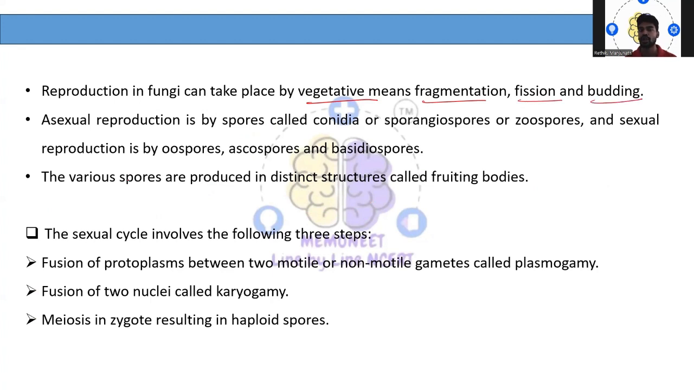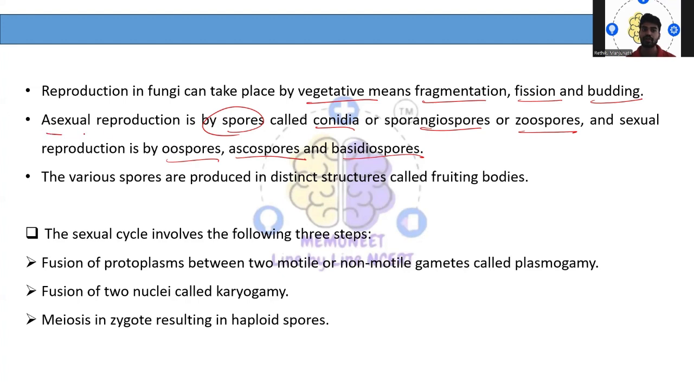If it is the sexual mode of reproduction, obviously it is through the formation of spores, and the spores are called conidia, sporangiospore or zoospore. Okay. And sexual reproduction is also by the oospores, then ascospores and basidiospores. So these are the types of spores which function for sexual as well as asexual reproduction.